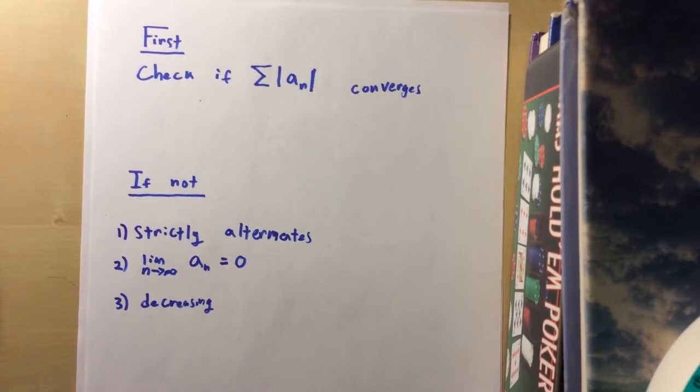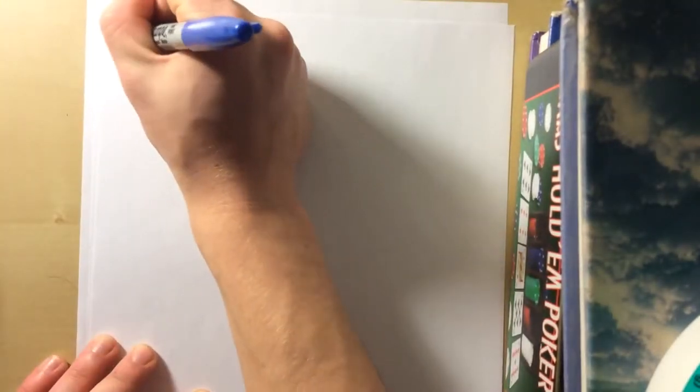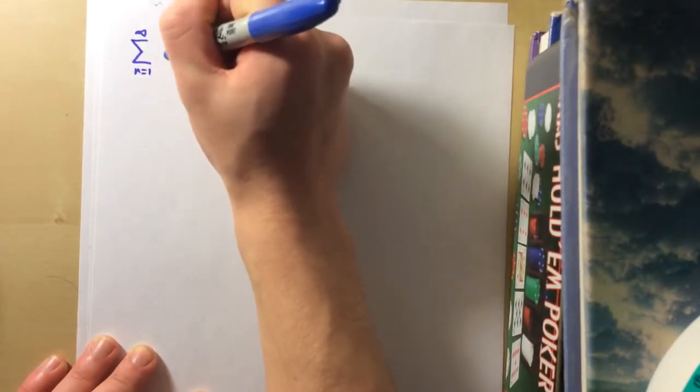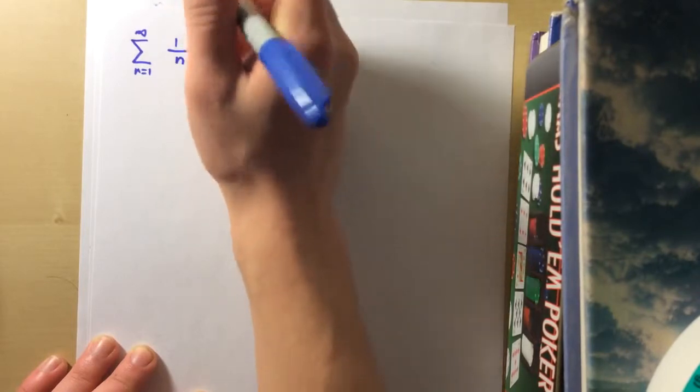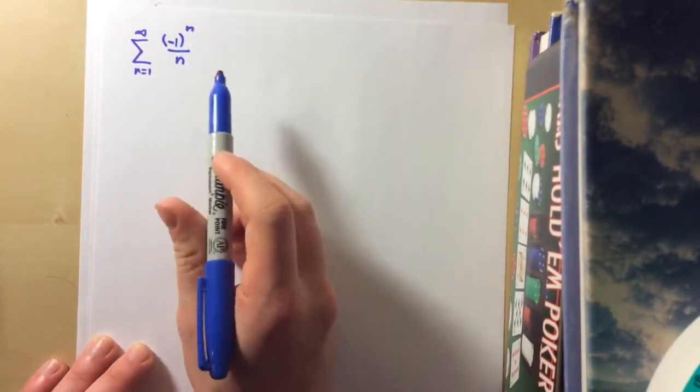And now let's just look at a quick sample, and we're going to go ahead and use the alternating harmonic. So the harmonic, as you all know, is the sum, and we'll start it from n equals 1 to infinity, of 1 over n. And the alternating harmonic is simply this, with the (negative 1) to the n.